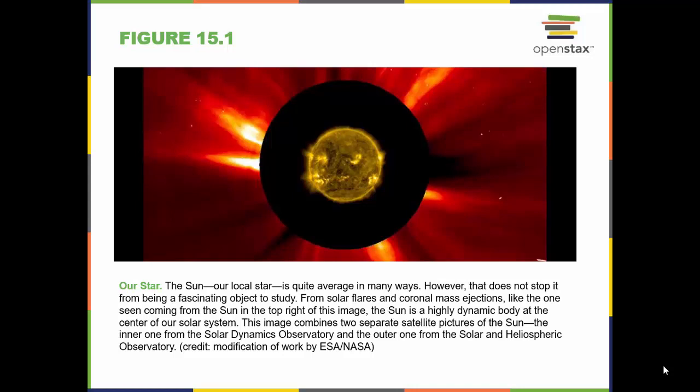The Sun's pretty highly dynamic, which means there's lots going on and lots of motion inside the star. And this image combines two satellites' pictures of the Sun. The inner one is from the Solar Dynamics Observatory, and the outer one is from the Solar and Heliospheric Observatory.